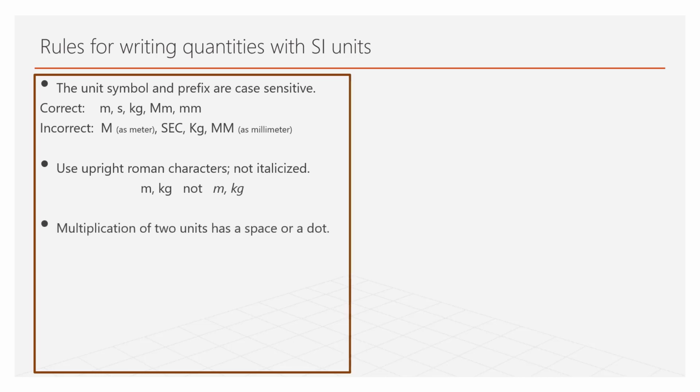Multiplication of two units has a space or a dot between them. So for example, 24 Newton meters could be written in one of two ways. You could have a space between the Newton and the meter, or you could put a dot there. However, you should not have no symbol there.